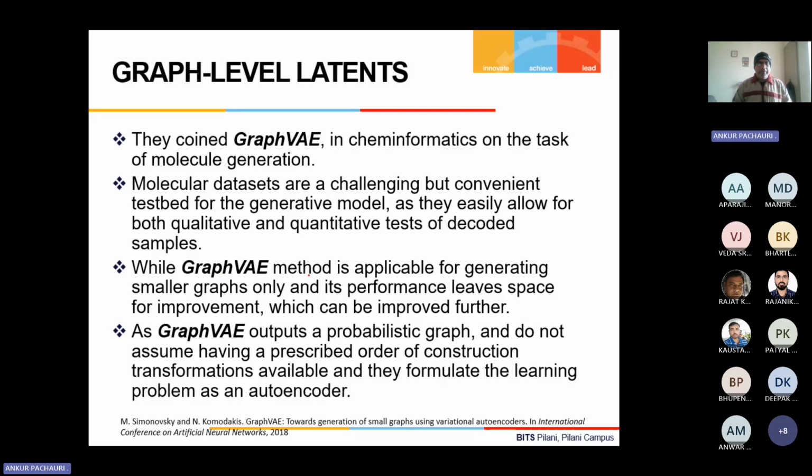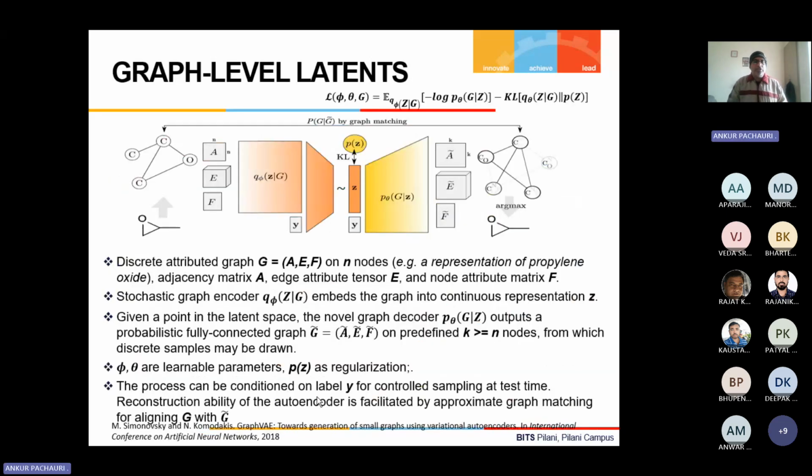The GraphVAE method is applicable for generating small graphs only, and its performance leaves space for improvement. As GraphVAE output, they produce a probabilistic graph. They do not assume a prescribed order of reconstruction transformations is available, and they formulate the learning problem as an autoencoder. So this was the structure of their work.